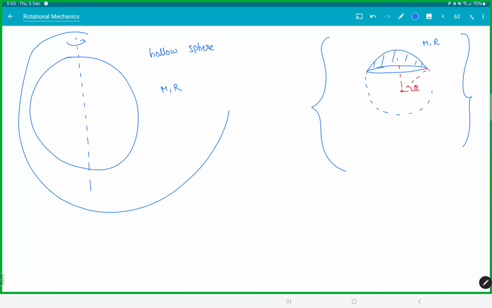Mass m, radius r, so it's a part of a sphere. How do we do it for the hollow sphere? If we can do this, that also will come. Both are the same thing, only the limits will be different. Take a minute. Like I keep saying, the main important thing is how do you choose your elements? If you know how to choose your elements properly, that is half the job done. The integration is actually easy.